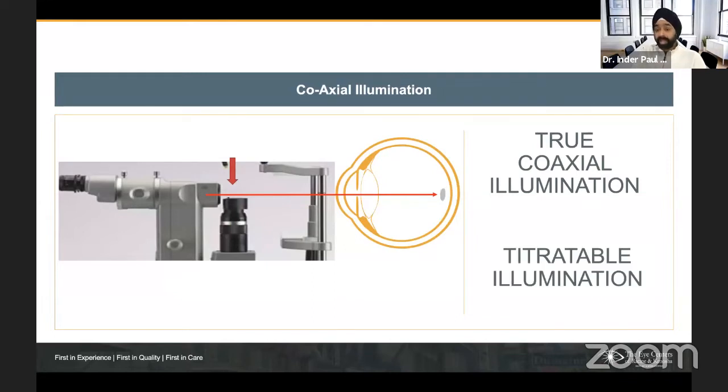And it also allows us to what we call titrate the illumination. I'll show you some videos. As you move the slit lamp oblique, you can change how much of that posterior illumination to allow for better contrast. And that's an important concept, as we'll talk about, in terms of safety, but also identifying the floaters and knowing where you are in the vitreous for safety purposes.